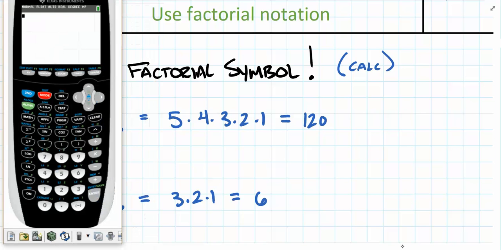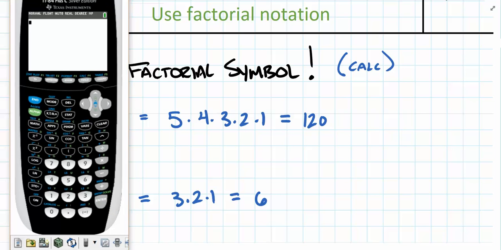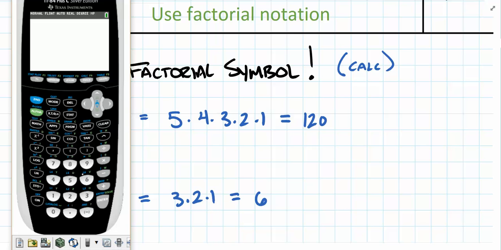This button is on your calculator, so I'll show you. If you pull your calculators up and I want 5 factorial, I push the number 5. And then you push the math button, which is the third one down on the left, and you see these menus that you have here. You have math, number, complex, probability, and factorial. It's underneath the probability button.